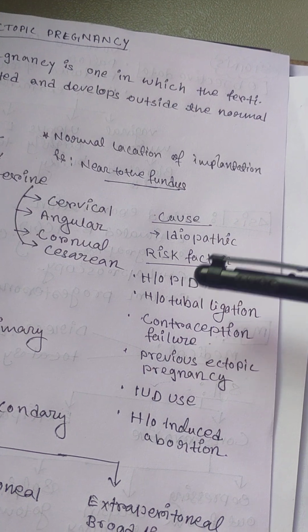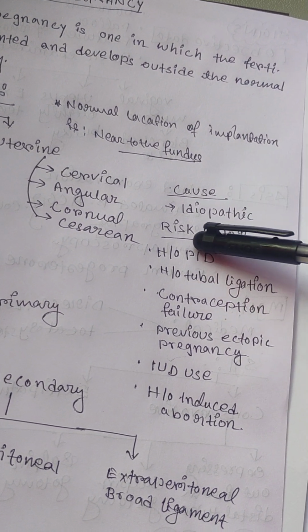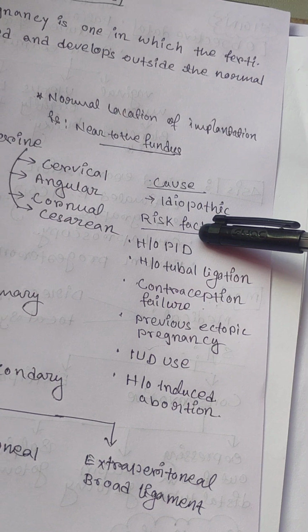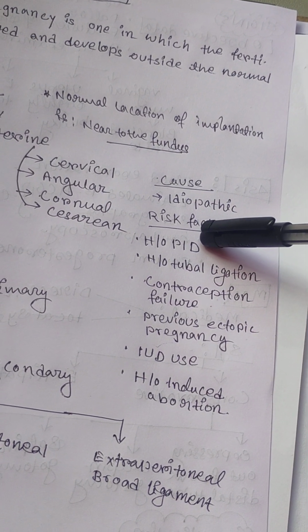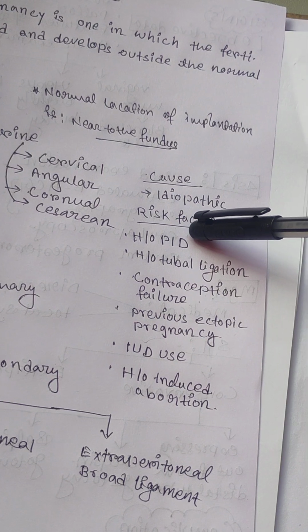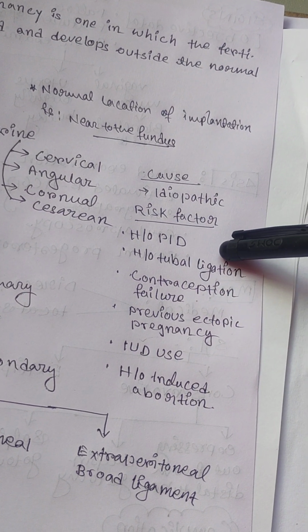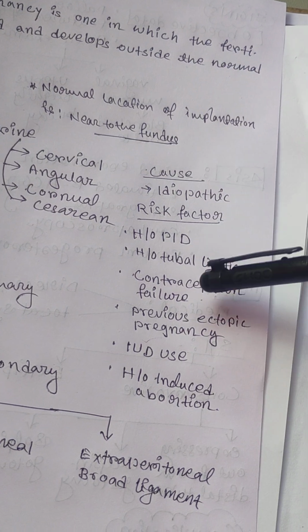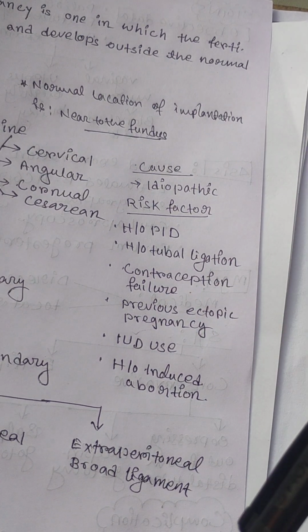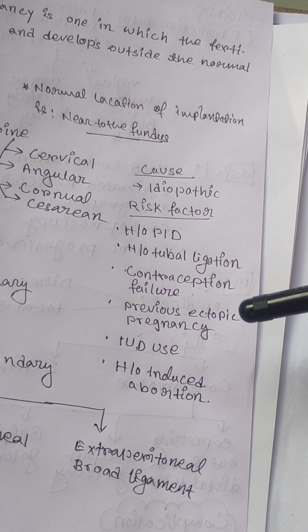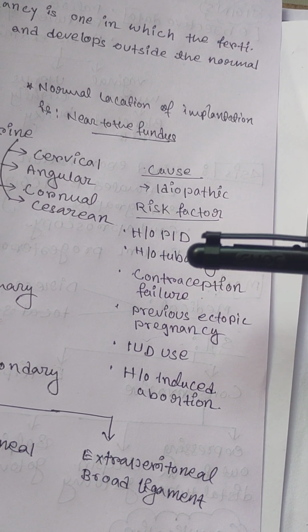We don't know the cause, but there are many risk factors. We can discuss them: history of pelvic inflammatory disease, which can lead to ectopic pregnancy, and history of tubal ligation, meaning tubectomy. Then contraception failure: if the patient is taking contraceptive pills and they fail to work, ectopic pregnancy can develop.